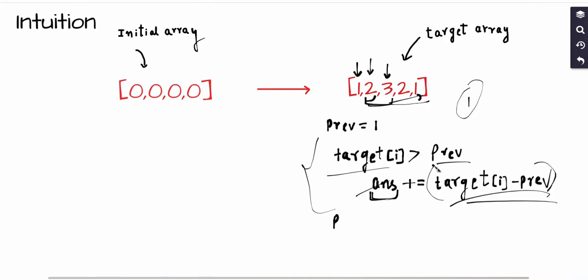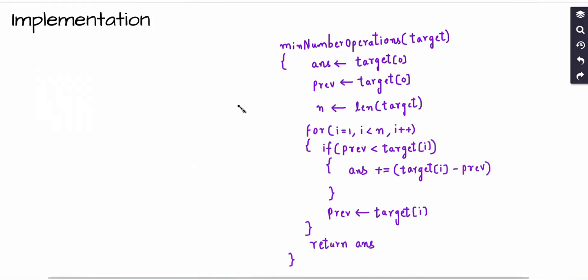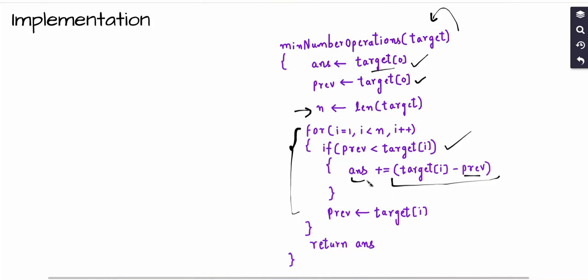So let's see the implementation of the approach which I explained here. This is the min number operations function which takes in the target array, initializes an answer variable with the first element of the target array and a previous variable with the first element of the target array, computes the length of the target array, and iterates over the target array starting from the second element till the last element. And here I am checking if the current element is greater than the previous element. If it is the case, then store the difference between the current element and the previous element into my answer, add it to the answer, and update the previous variable to the current integer on which I am standing.